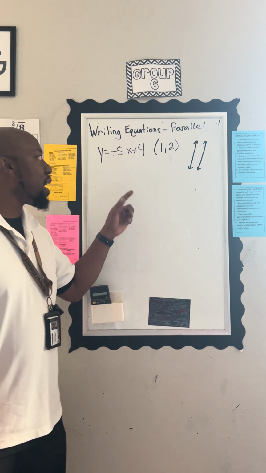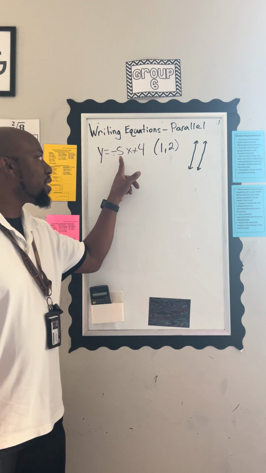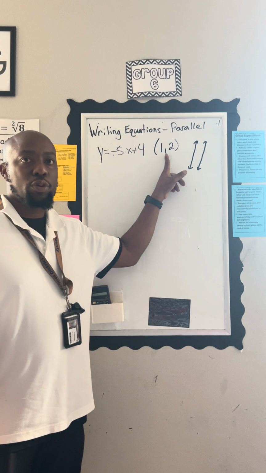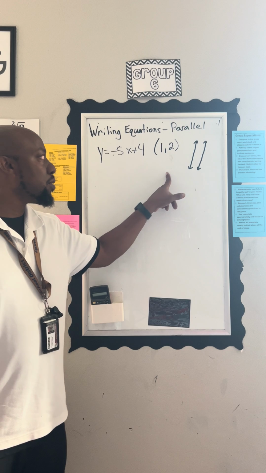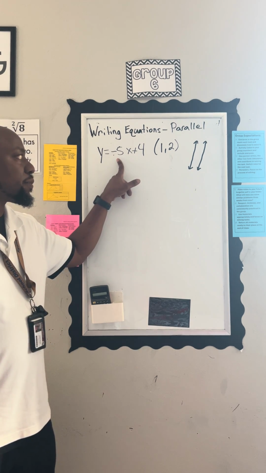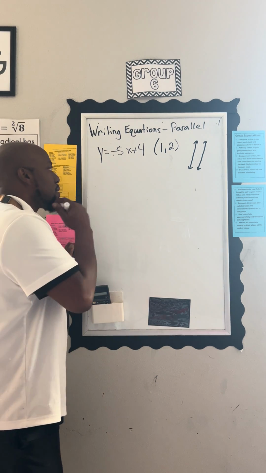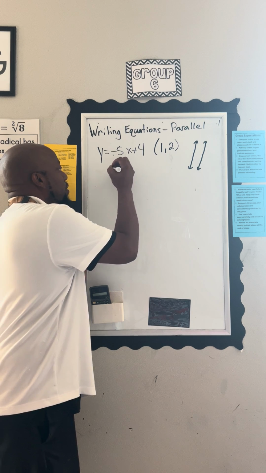So this is the question setup. Write the equation of a line parallel to y equals negative 5x plus 4, and it goes through the point (1, 2). We know that line is also going to have a slope of negative 5. So the slope is going to be negative 5.